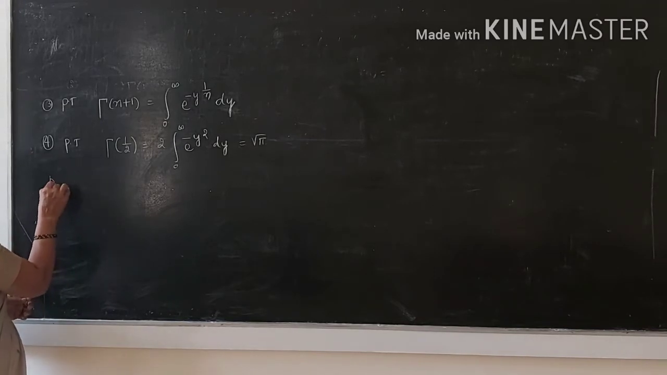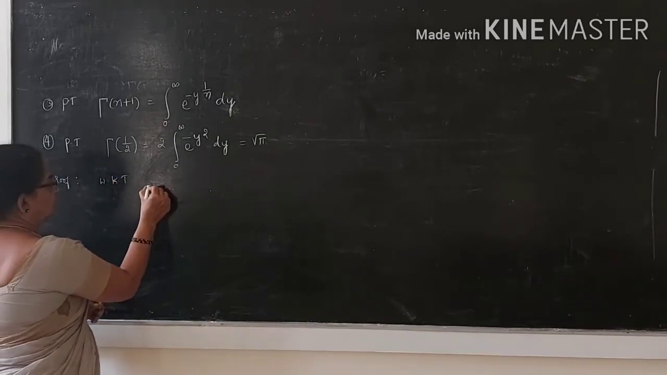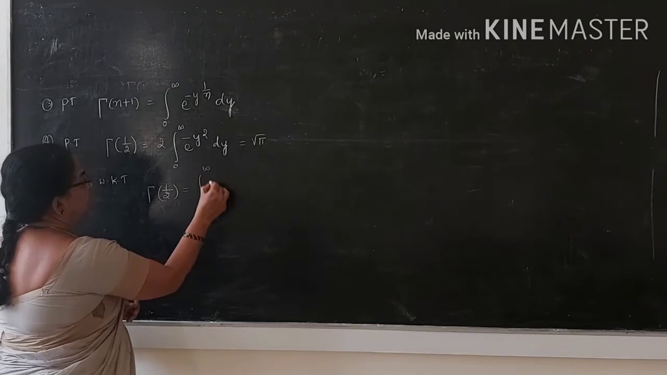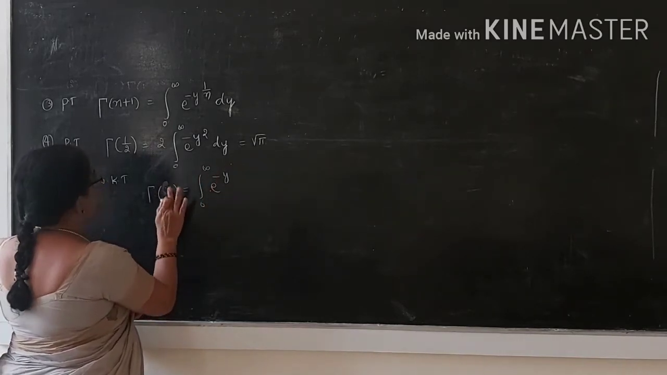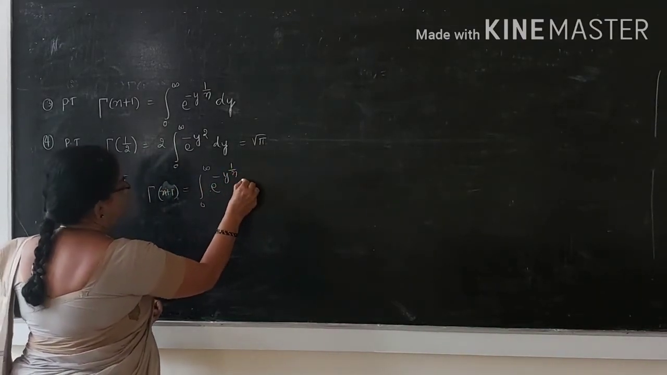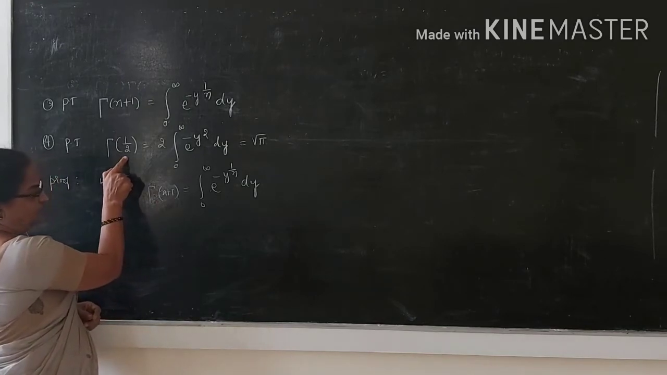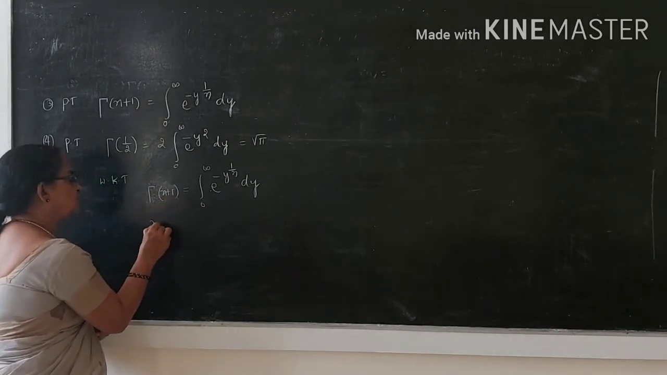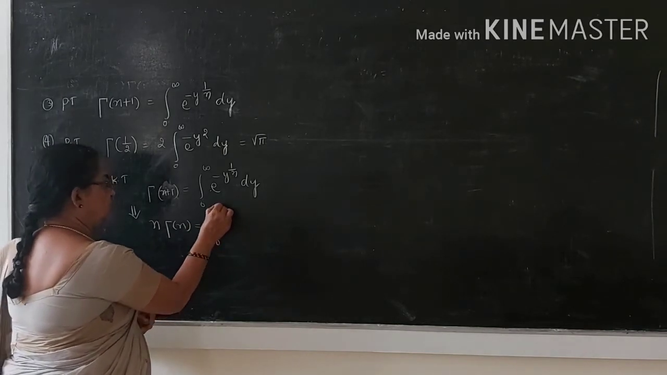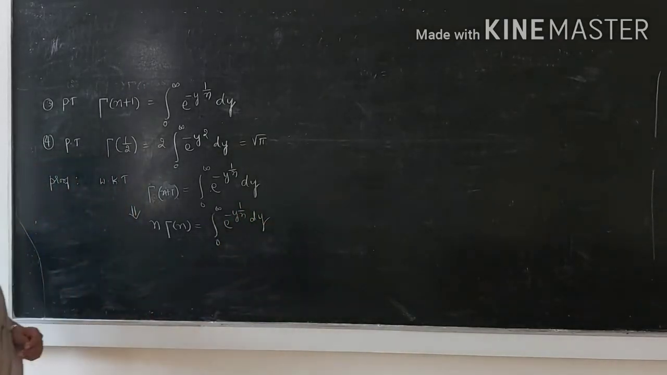Now, what I am doing is, I consider the previous result. We know that gamma of n plus 1 is equal to integral 0 to infinity e to the power of minus y whole to the power of 1 by n dy. Here gamma of 1 by 2 is there. Therefore, I write gamma of n plus 1 as n gamma of n is equal to integral 0 to infinity e to the power of minus y whole to the power of n dy. Is it okay?